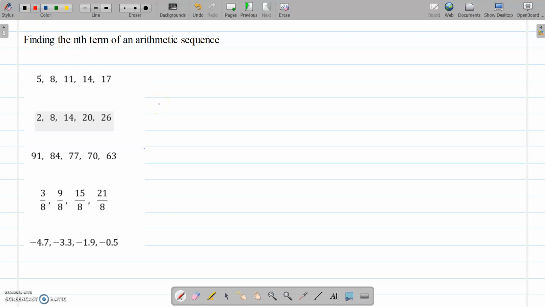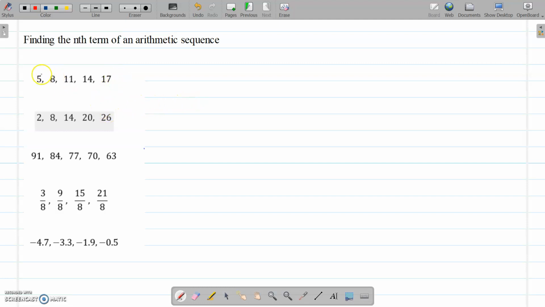Welcome to this video where we're going to look at finding the nth term rule for an arithmetic sequence, or a linear sequence as it's also called. There are 5 examples of linear sequences here. A linear sequence means that to go from one term to the next, you add or subtract the same number each time.